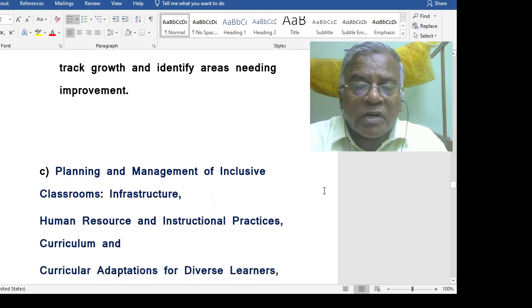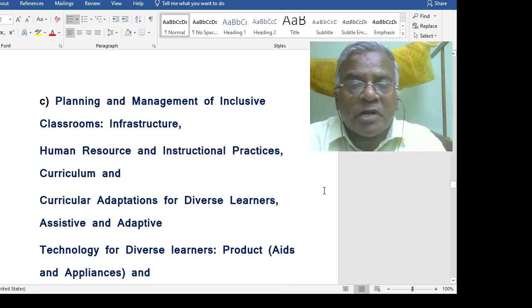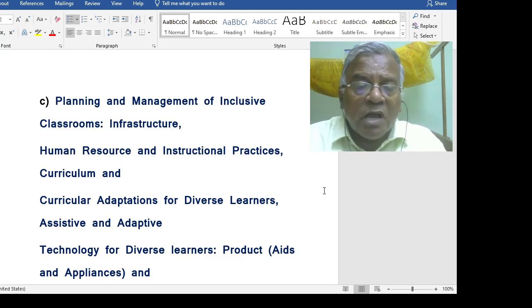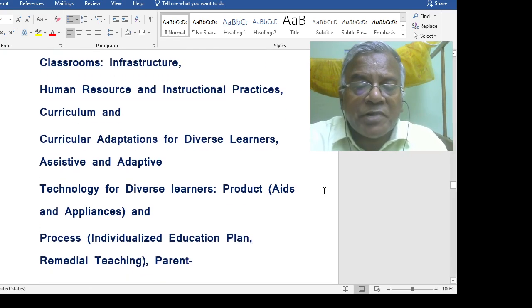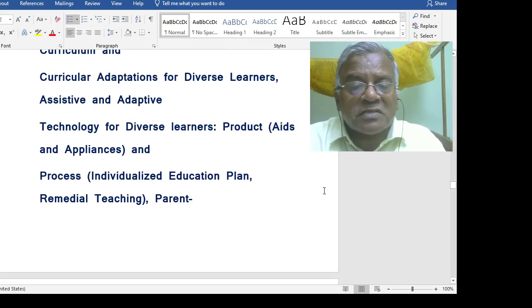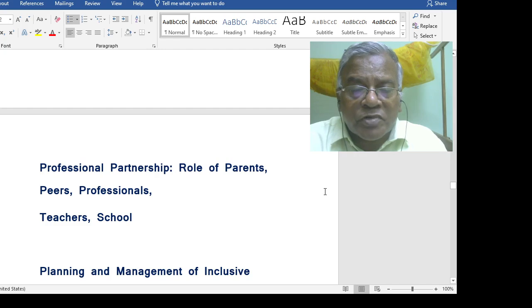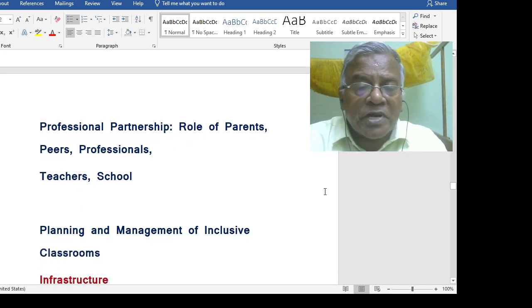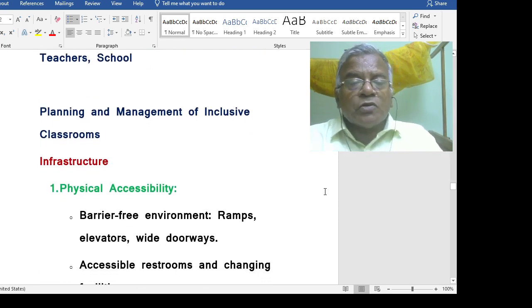Now see, part C: planning and management of inclusive classrooms, infrastructure, human resource, instructional practices, curriculum and curricular adaptations for diverse learners, assistive and adaptive technology for diverse learners, product, aids and appliances and process, individualized education plan, remedial teaching, parent-professional partnership, role of parents, peers, professionals, teachers, school planning and management of inclusive classrooms.